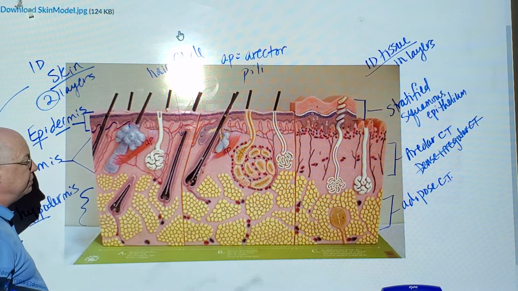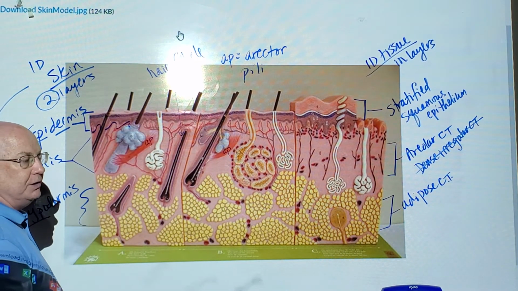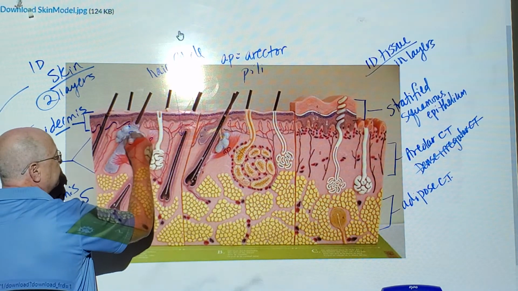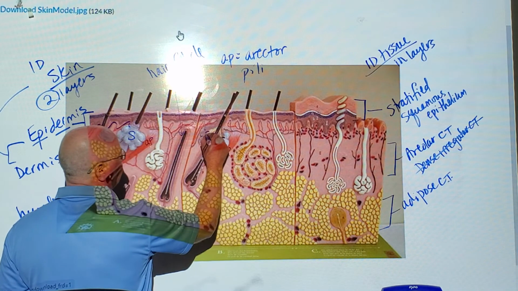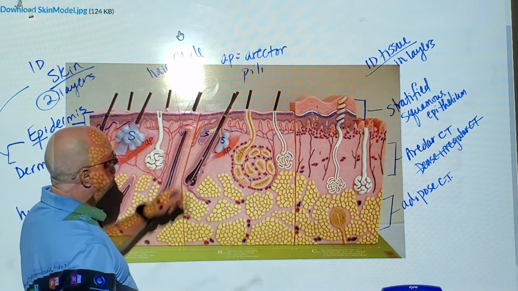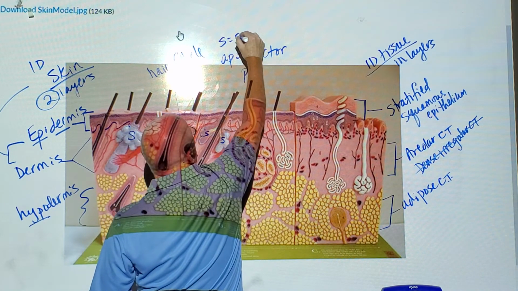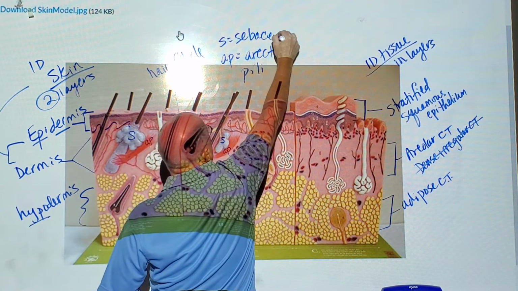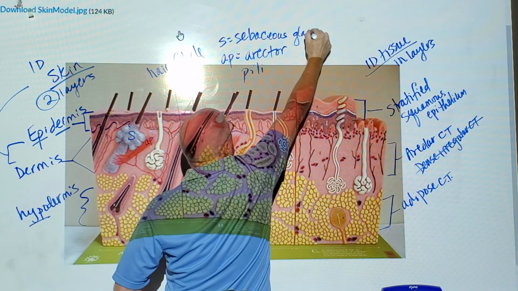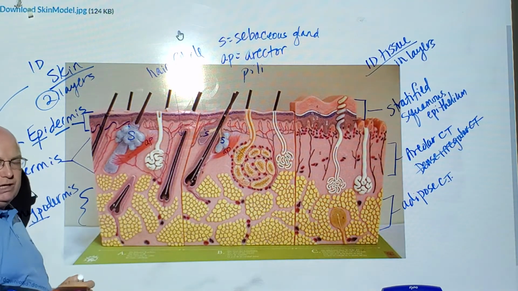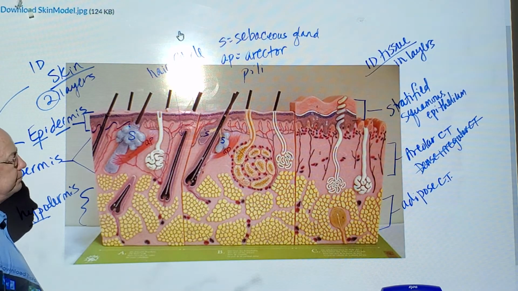Because the substance secreted by these glands is called sebum, I'm going to put a little S on both of these structures, or on all 3 of these. This one, you see it on both sides of the hair follicle. That little S is going to stand for sebaceous gland. And that's a sebaceous gland, and that's a sebaceous gland. They secrete a stuff called sebum.